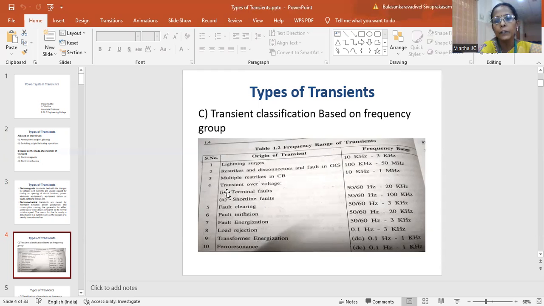So during various faulty conditions, the corresponding frequency ranges are given. Depending upon the frequency range and the faulty condition, the transients are classified.